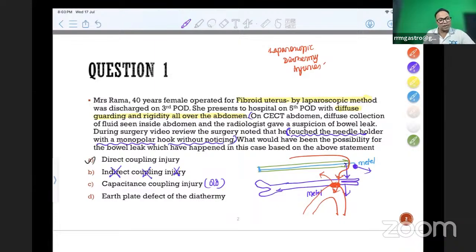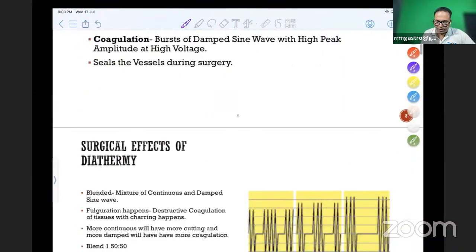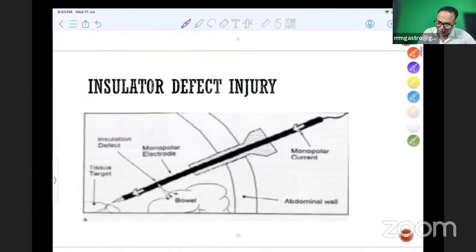The earth plate is not the reason for this. If the earth plate is not kept properly, diathermy will not work. There are only 2 injuries. One is this injury, and I will show you what the other injury is. See, this is a picture showing the defect in the insulator. This is a monopolar hook you are seeing here. In the monopolar hook, there is a defect in the insulator. The current spreads from this insulator to this bowel. That is what happens.